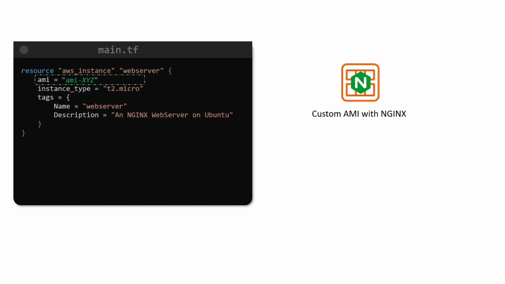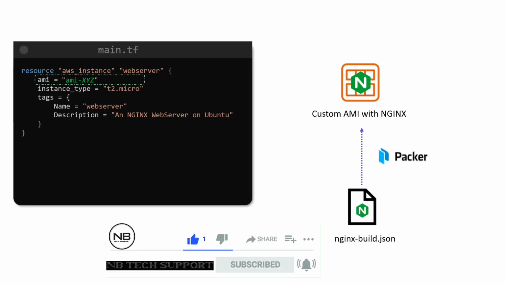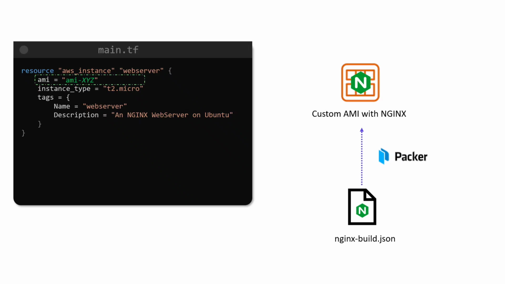And this is where templating tools come into the picture. We can build custom AMIs either from an existing instance that has all the software and configuration installed, or make use of tools like Packer, which can do this in a declarative way. Once this image is built, we can use it to build an AWS instance, and this time there is no need to use user data or remote exec provisioner to install Nginx.